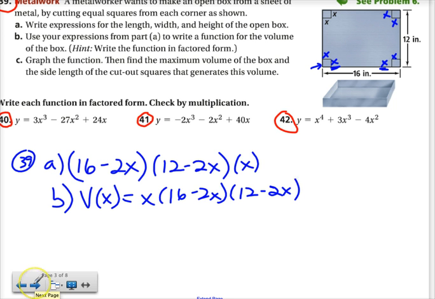And then C says go ahead and graph the function and find the maximum volume of the box and the side length of the cutout squares that generate this volume. So at this point, you don't have to multiply it out.